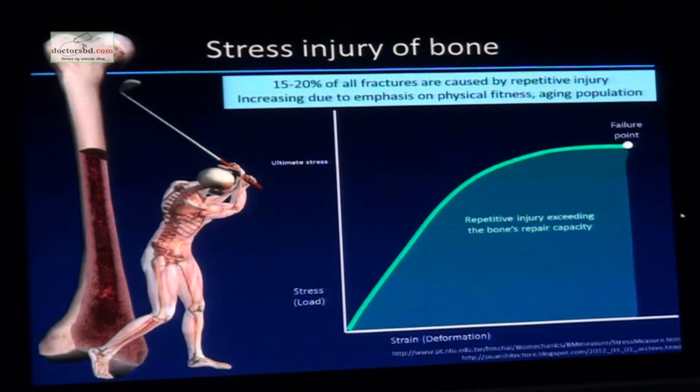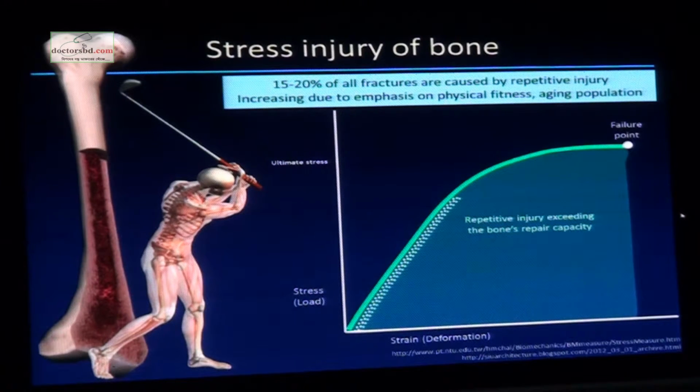Now, as you look at stress injuries in the United States right now, about 15 to 20% of all the fractures we see are actually caused by repetitive injury. And this is for many reasons. There's a big increase in people participating in sports, and that includes many older people who are participating actively in physical activities, and their bone is no longer as strong as it was when they were young.